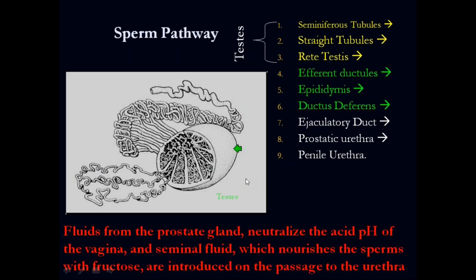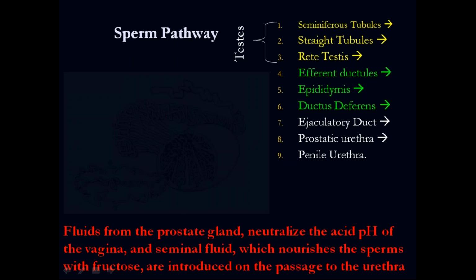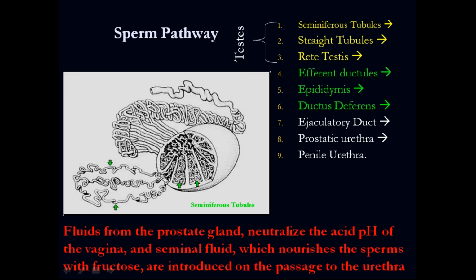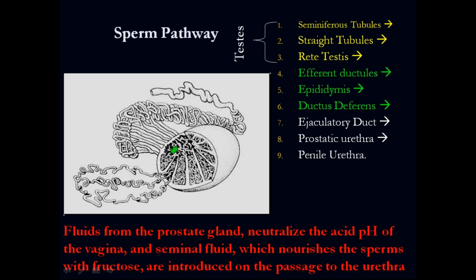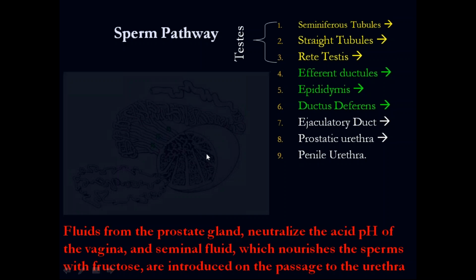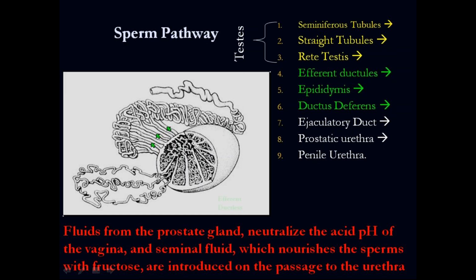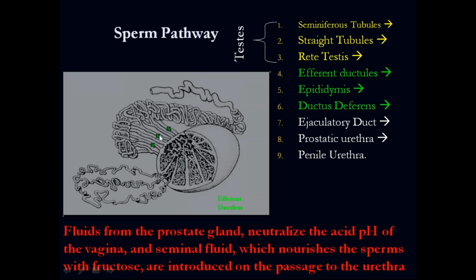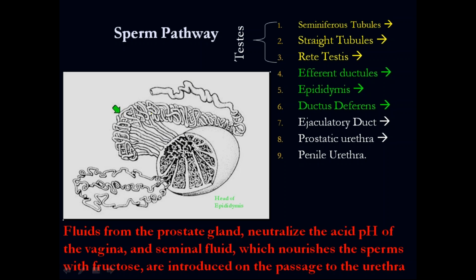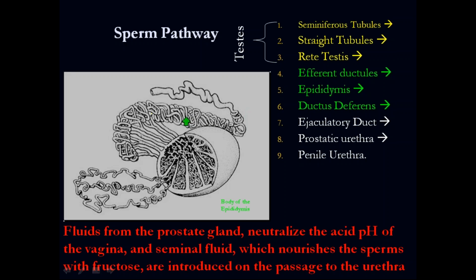So here we have some cartoons. This is the tunica albuginea. Then we have the seminiferous tubules inside. Then this is the rete testis. Before that, we have the straight tubules. After the rete testis, they go to the efferent ducts. The efferent ducts join and go into the epididymis, and that is the pathway they follow in the body. Neck, body, head, body and the tail of the epididymis. And this is the vas deferens.